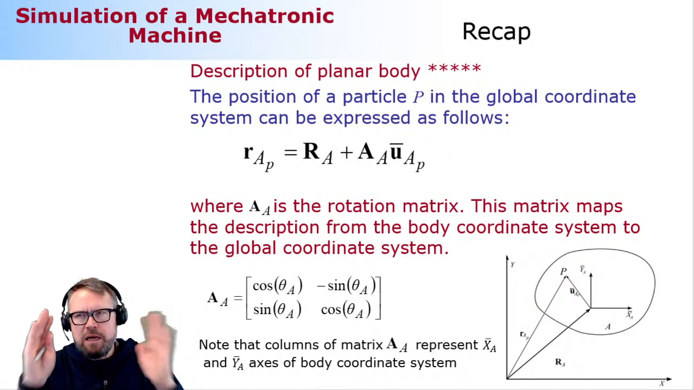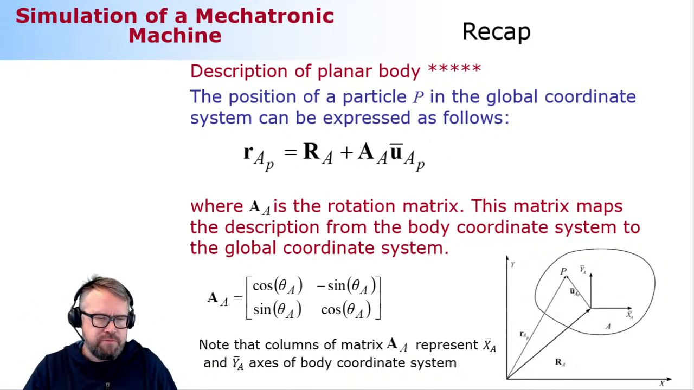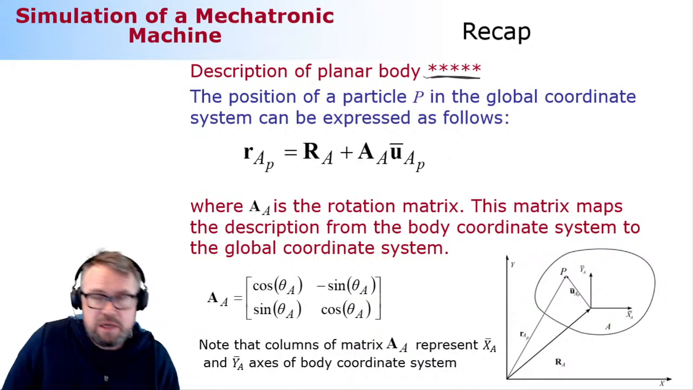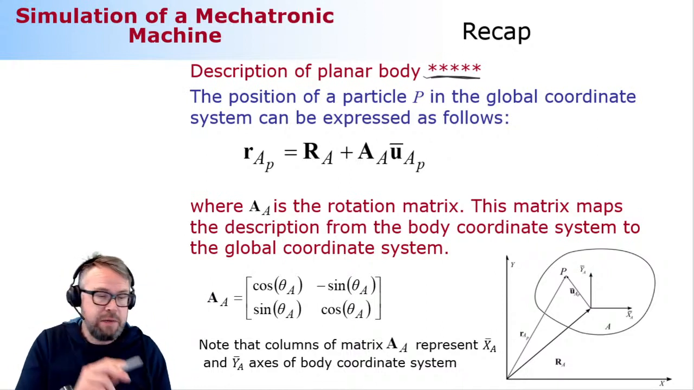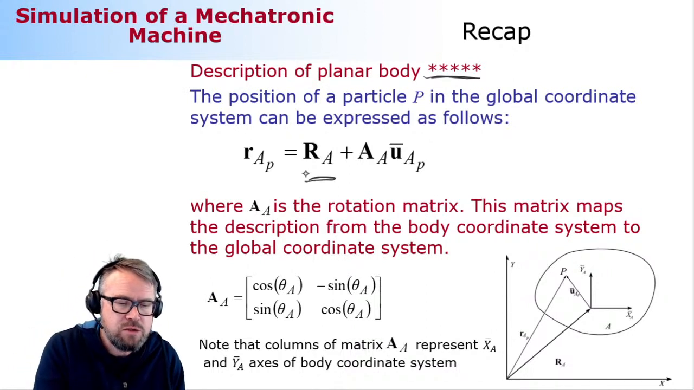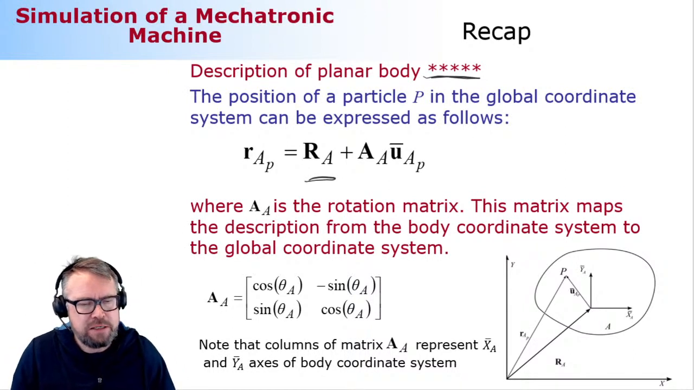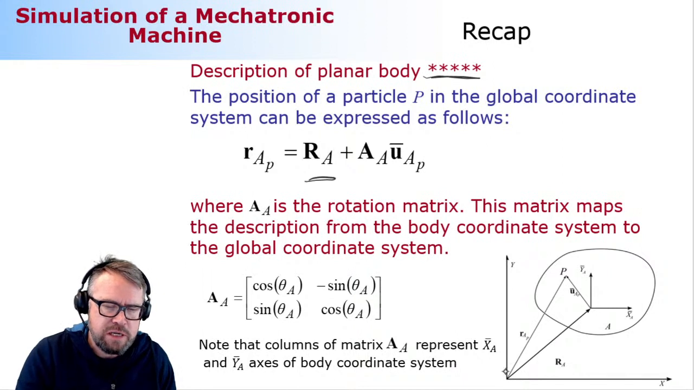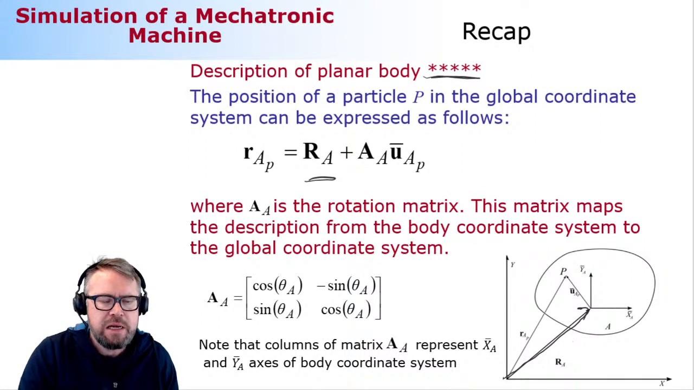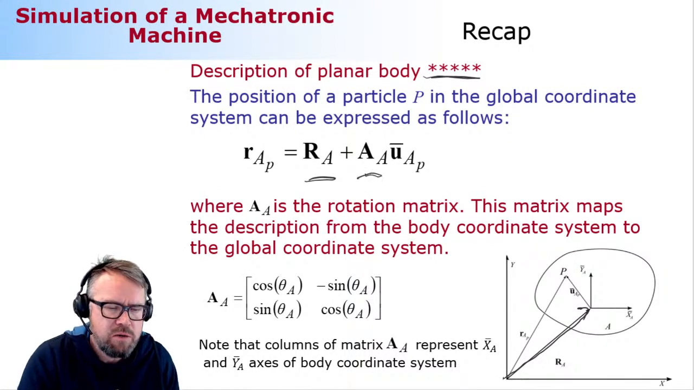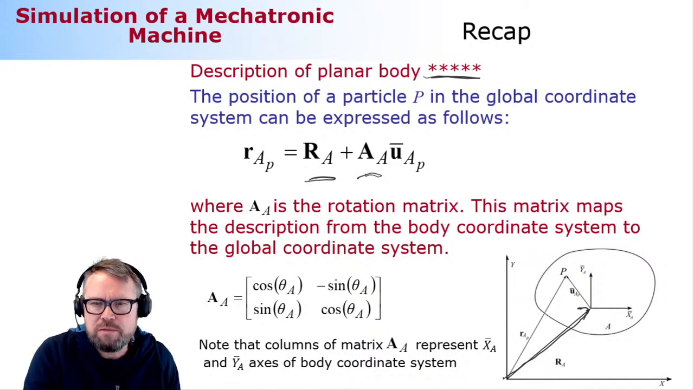Okay, now with that, let's take a look. Description of a planar body. Definitely you need to know that. It goes like I just explained in this 9-minute summary. We're using 2 components to describe a body in planar space. The first component is the translation from the origin of the global coordinate system to the origin of the body coordinate system. The second one accounts for the orientation of the body reference coordinate system.